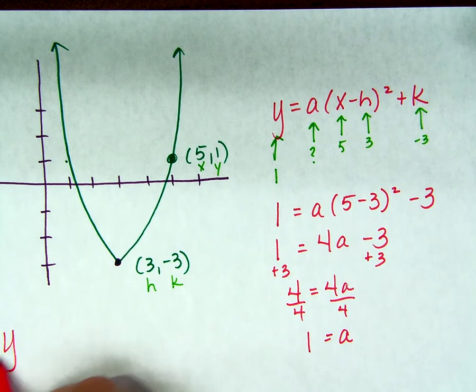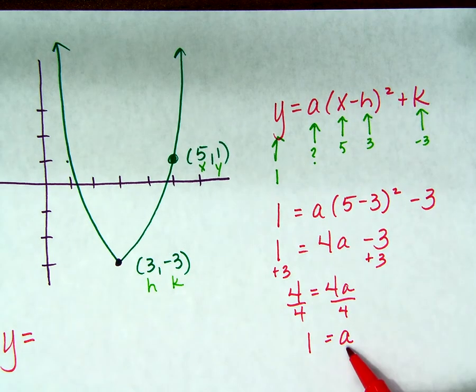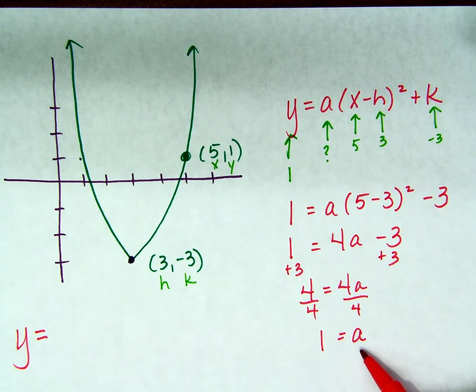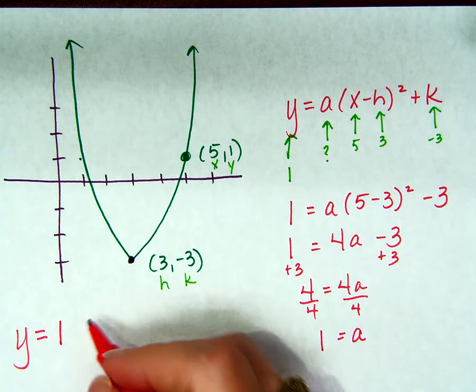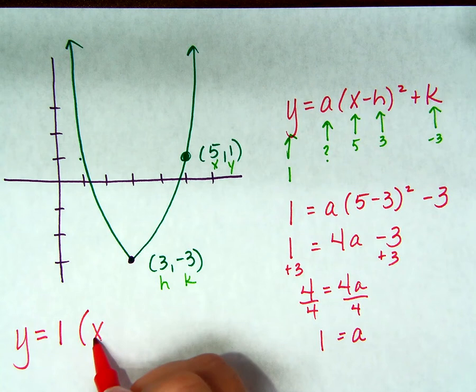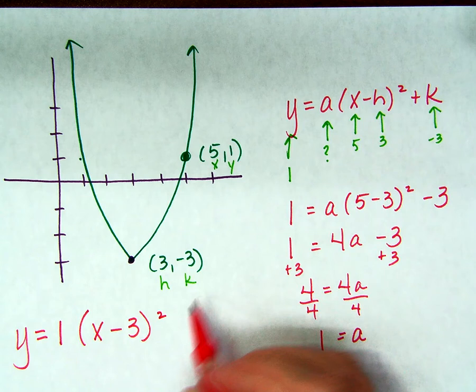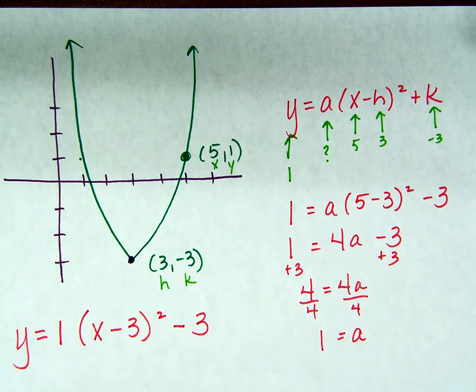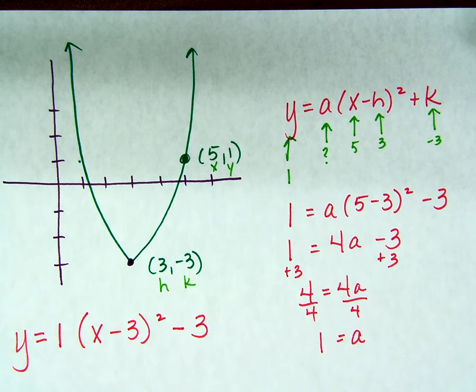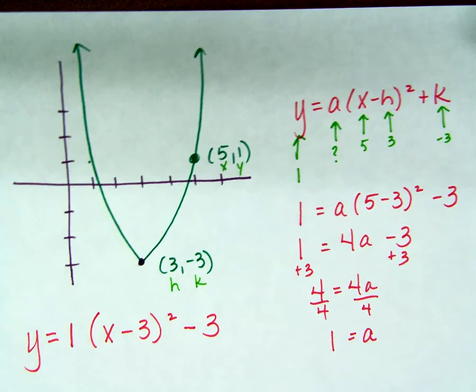So I'm going to get y equals, a is 1. Do I have to write it? You don't have to, but it's there if you need to. (x minus h), which I know is 3, squared, plus k, which is minus 3. And that's the equation. I'm going to keep going on one more example that you might need when you work on your homework tonight. So it'll be on the video.